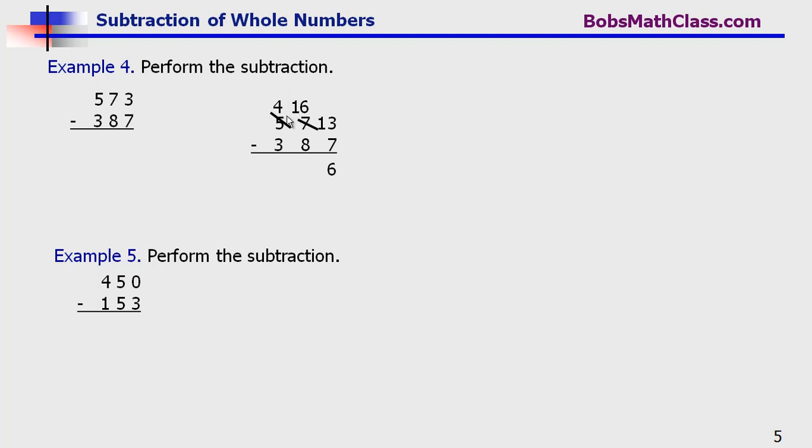So we can now subtract 8 from 16. 16 minus 8 is 8. And now we can subtract 3 from 4. 4 minus 3 is 1. 186.